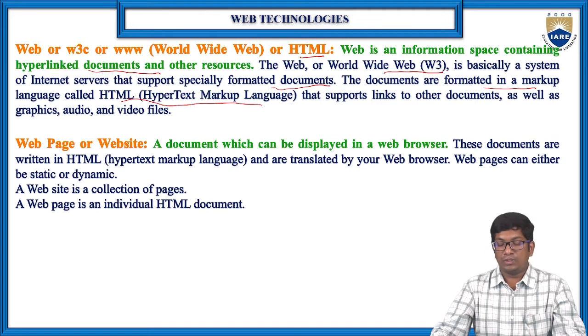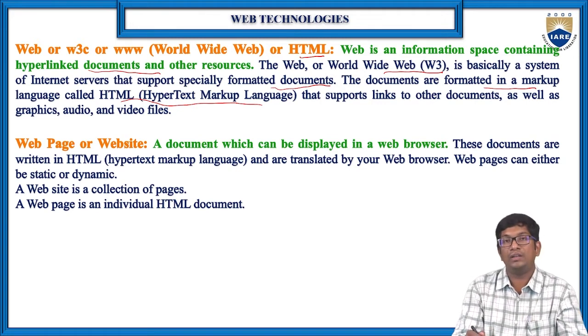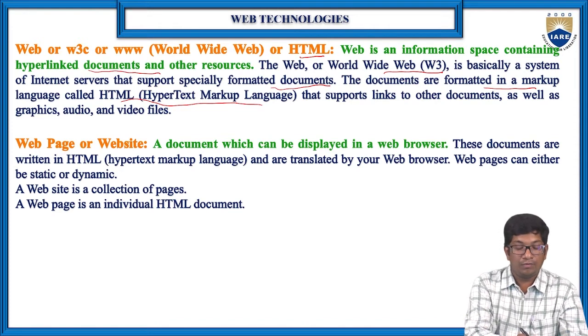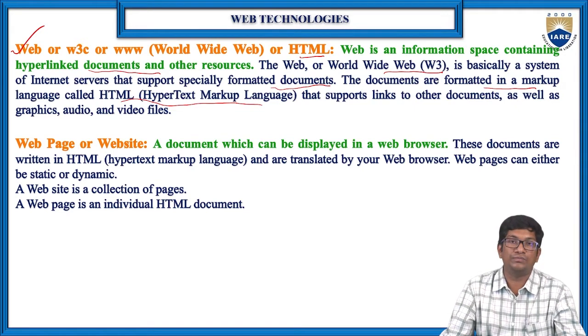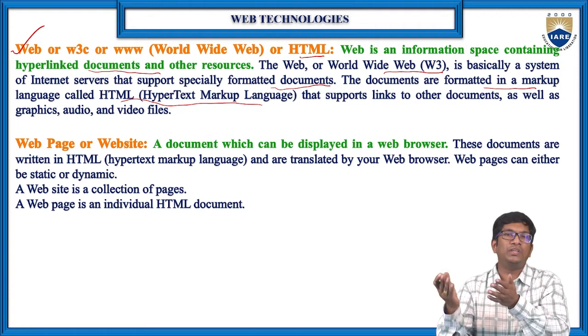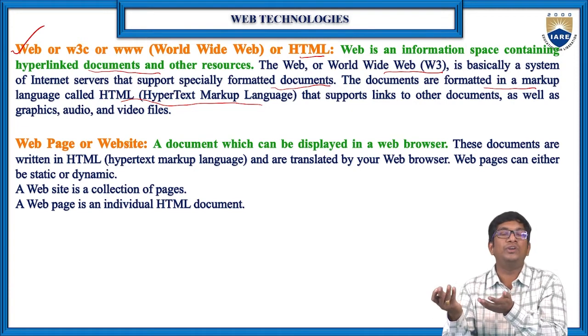Okay. So there is WWW and HTML. Next, web page or website. What is a web page? A document which can be displayed in a web browser. Some document, right? The document can be text, audio, video, or anything.